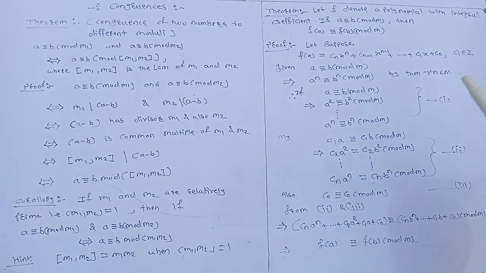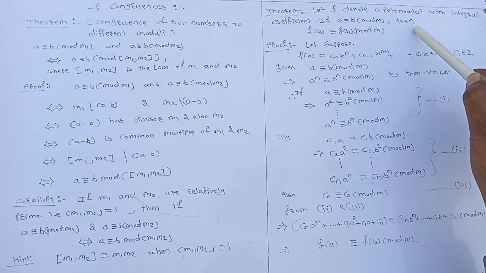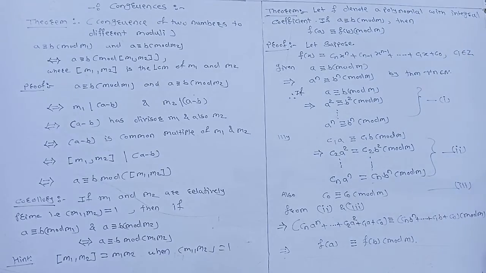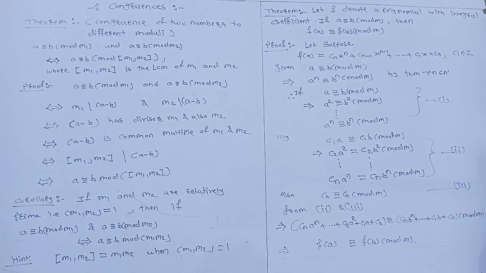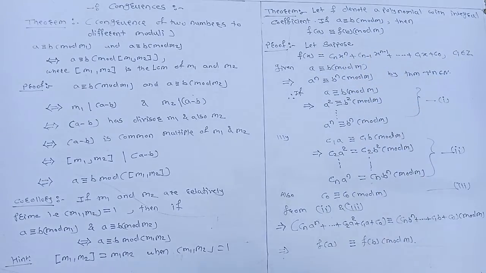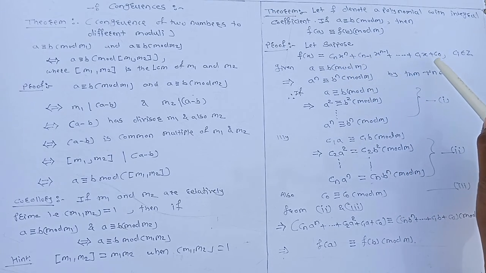Next theorem: let f denote a polynomial with integral coefficients. If A is congruent to B mod M, then we have to show that f of A is congruent to f of B mod M. To show this, suppose that f of x is a polynomial of degree n, that means f of x is equal to cn x raised to power n plus and so on up to c1 x plus c0, where all ci are integers, that means ci belongs to Z.